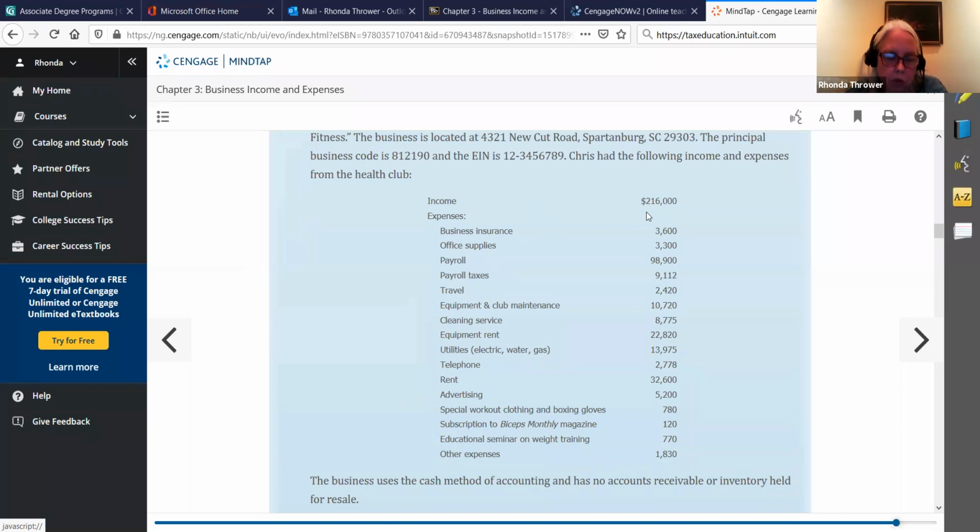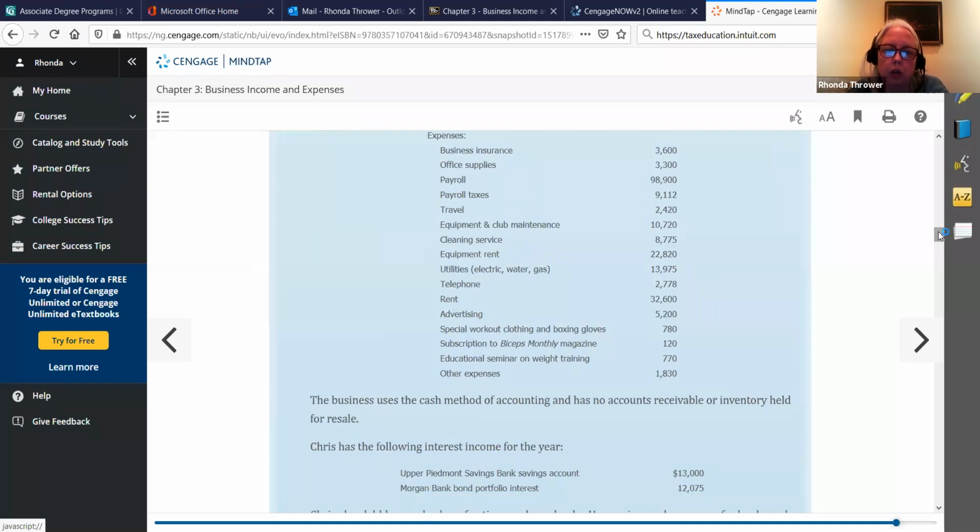This is an income statement. So if you're in accounting, you're familiar with revenue. This is the revenue that the company made, and these are all the expenses that that company had for this particular year. Now notice this business is using the cash basis of accounting, and it has no accounts receivable or inventory held for resale. This part right here, inventory held for resale, is really important, which means that you don't have to fill out on Schedule C the cost of goods sold. They didn't have any inventory.